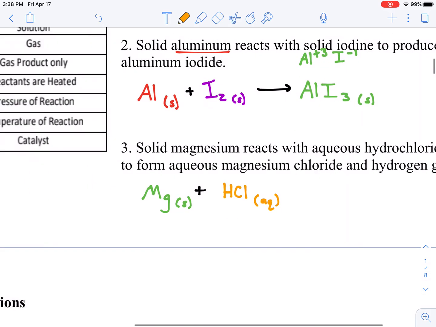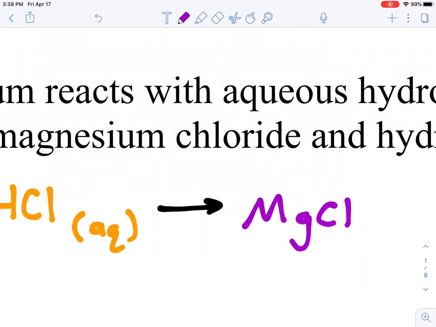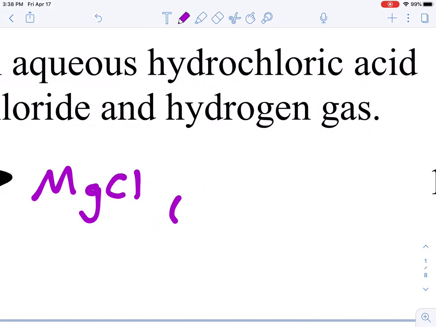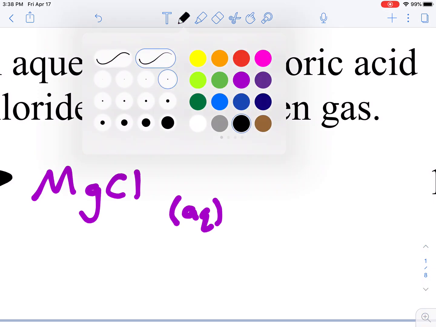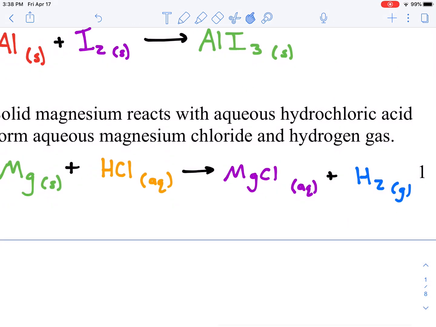And it is going to form aqueous magnesium chloride and hydrogen gas. So to form aqueous magnesium chloride, which is Mg and Cl, and we're going to come back and fix that in a second. MgCl, that's aqueous, and hydrogen gas. Hydrogen is a diatomic, so it's going to get an H2 and it's a gas. So there's a lot going on here, and there's some questions that need to be answered because this is actually not done yet. So don't just stop the video. There's some things that we need to fix.